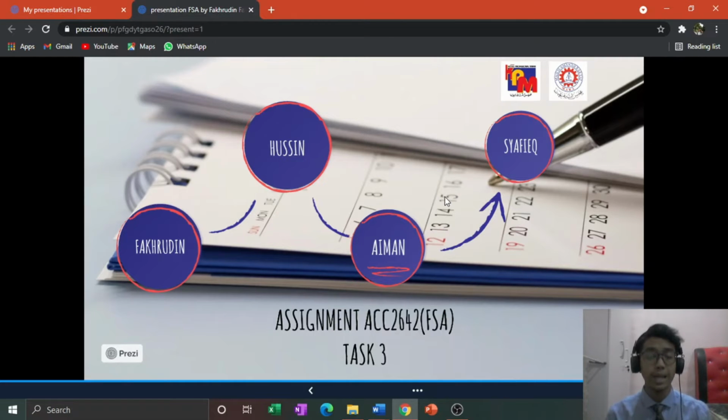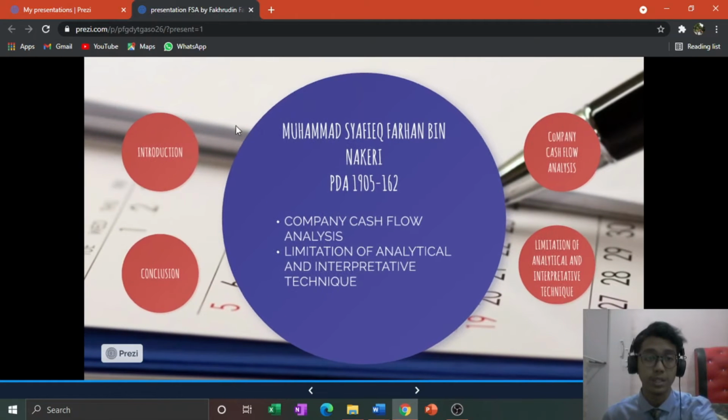PDA1905162. I am the representative for Group 2 from the IA6B, and today, me and my group are going to present our financial ratio analysis for both of our companies, which are Lei Hong Berhad and Teo Sang Capital Berhad. So without further ado, let's go through the first one, which is the introduction.